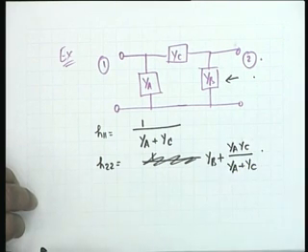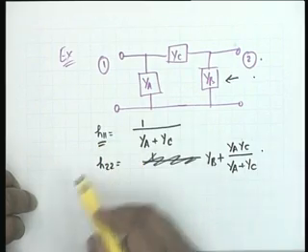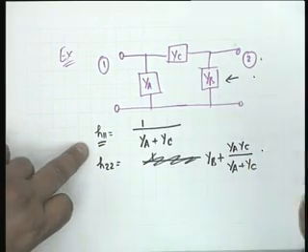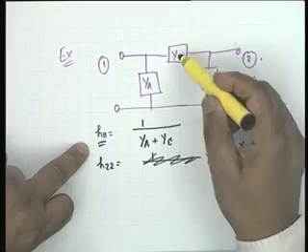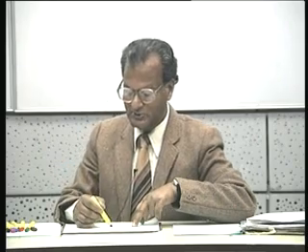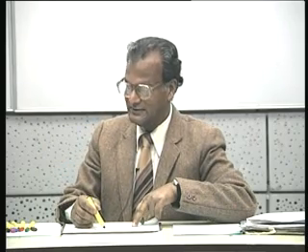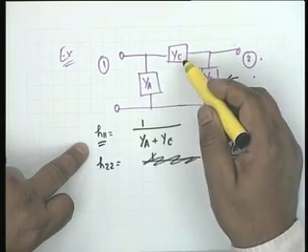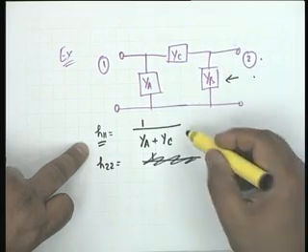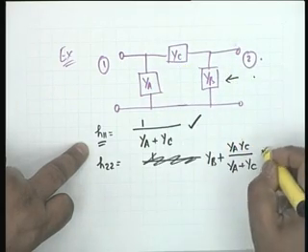Should H11 be 1 by YA in parallel with 1 by YC? No, H11 is an impedance consisting of YA and YC in parallel. So the total admittance is YA plus YC, and therefore the impedance is 1 by YA plus YC. Okay, is this result correct?